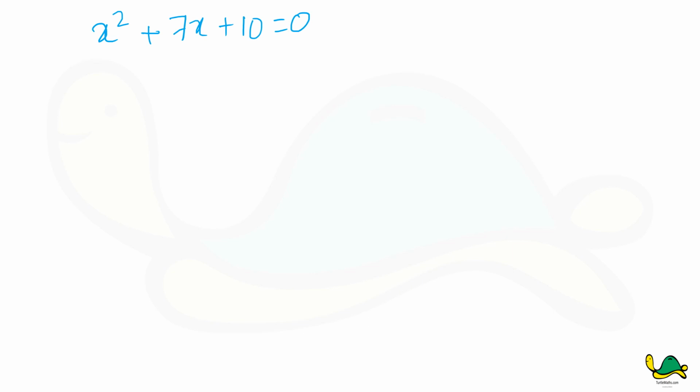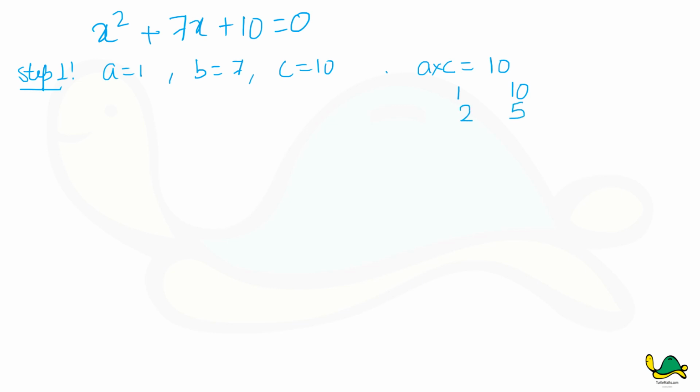Alright, so as shared earlier, we will be doing it in steps. Step 1 was identifying our A. Here my A is 1, B is 7, and C is 10. Then we find the product of A and C. So A times C in this case is equal to 10. Our step 2 was to write down the factors of A times C. So my factors are 1 times 10 will give me 10, or 2 times 5 will give me 10. These are the only factor pairs I have got.